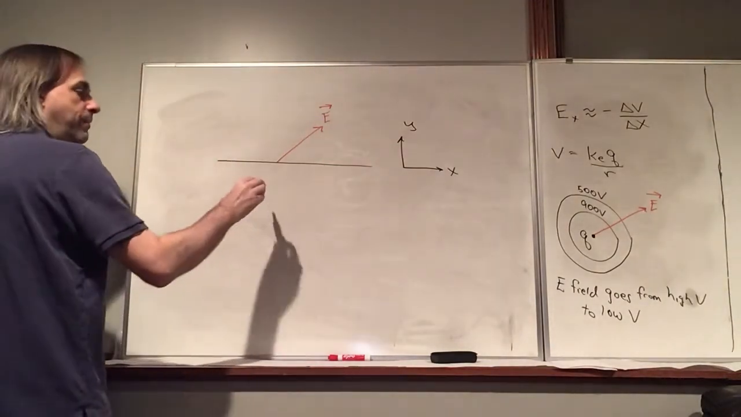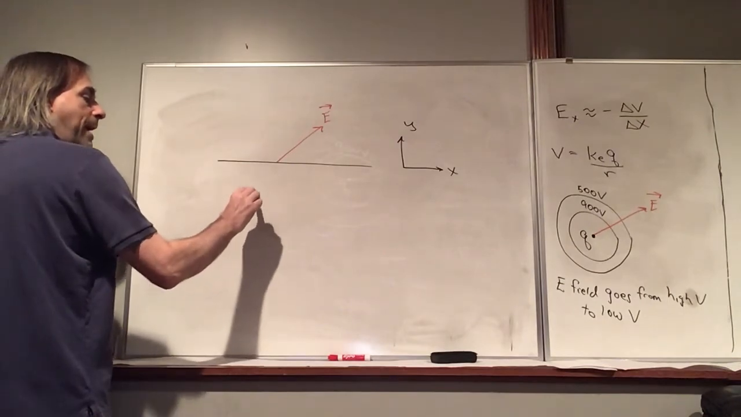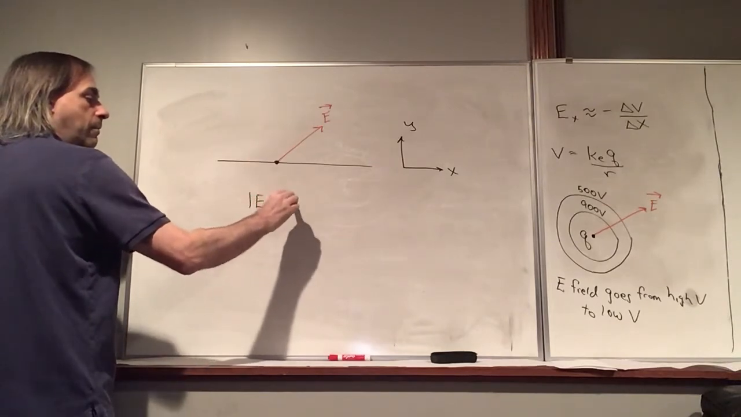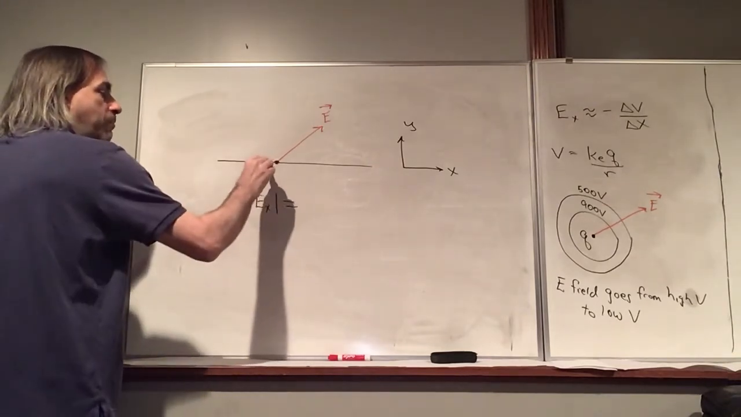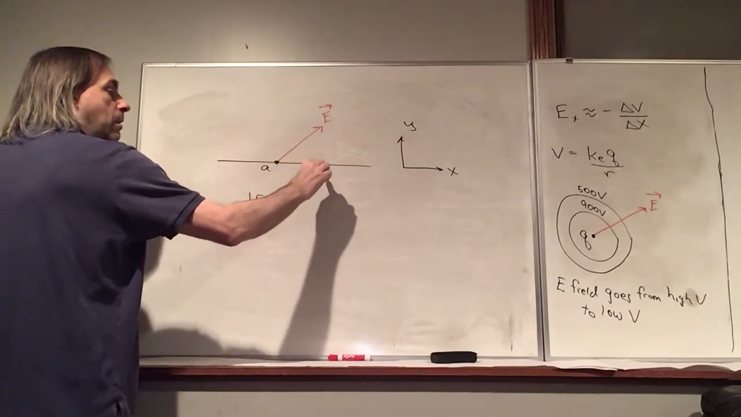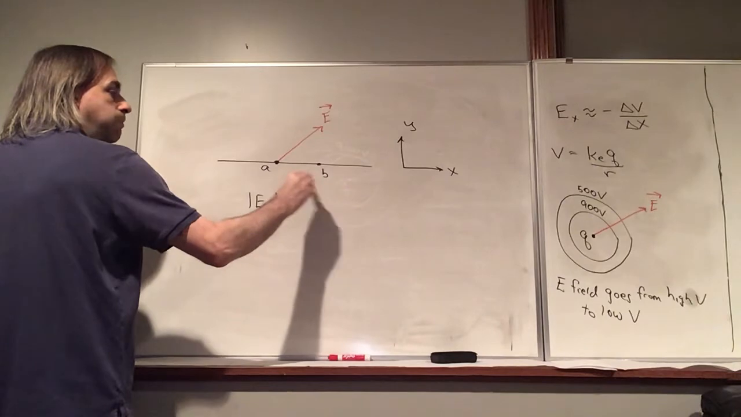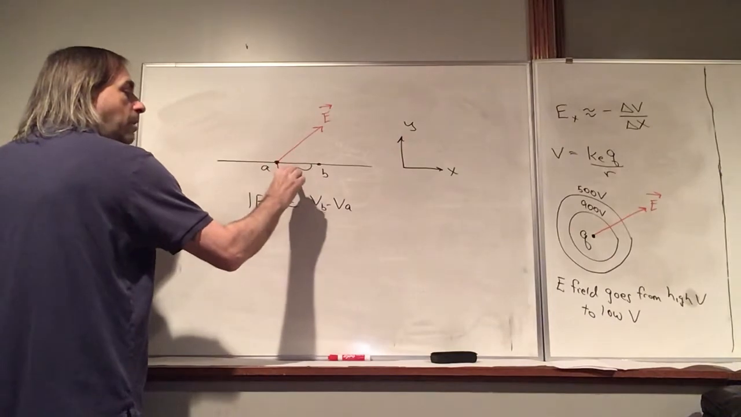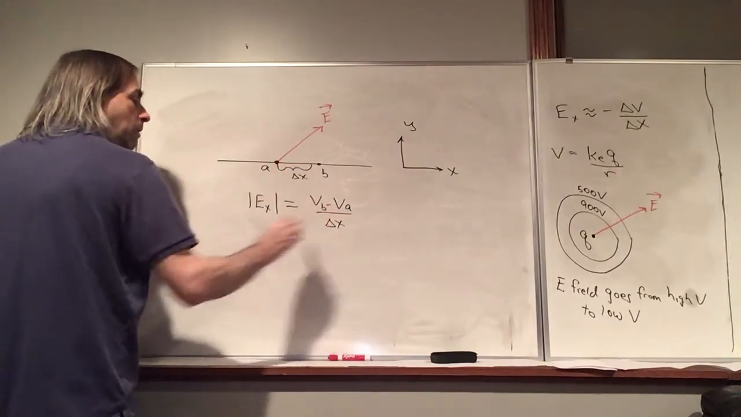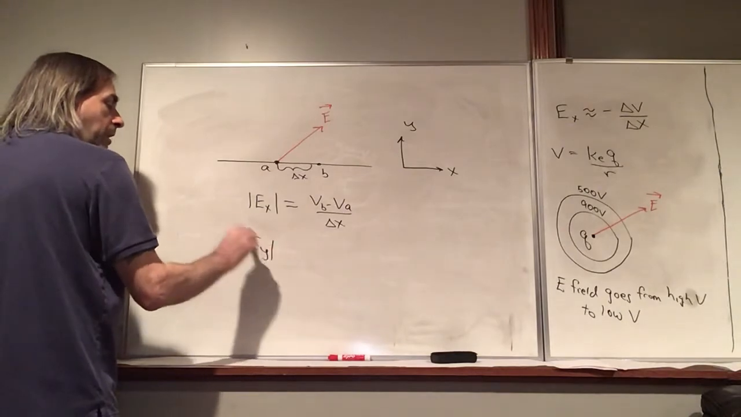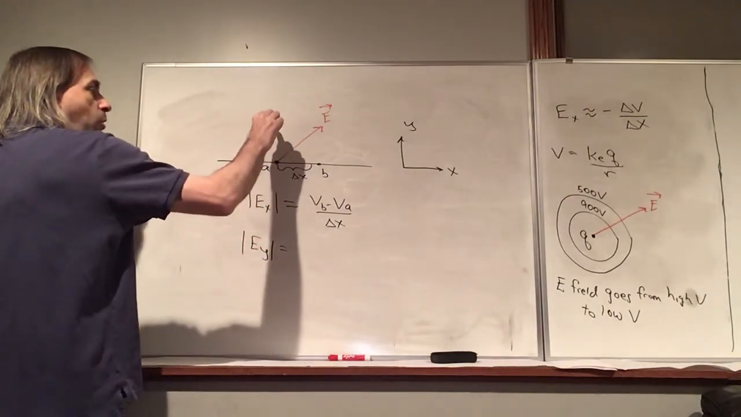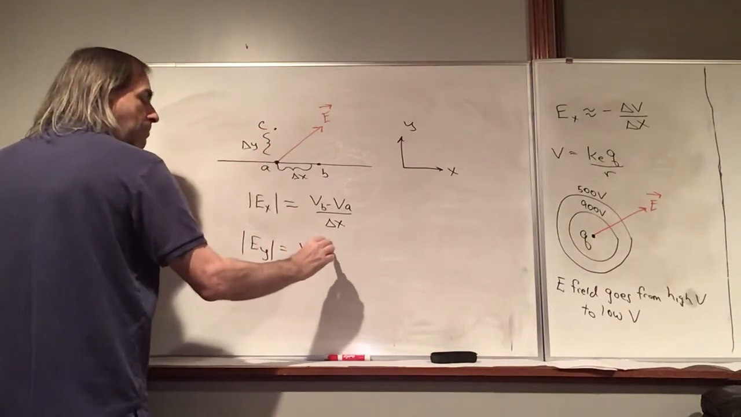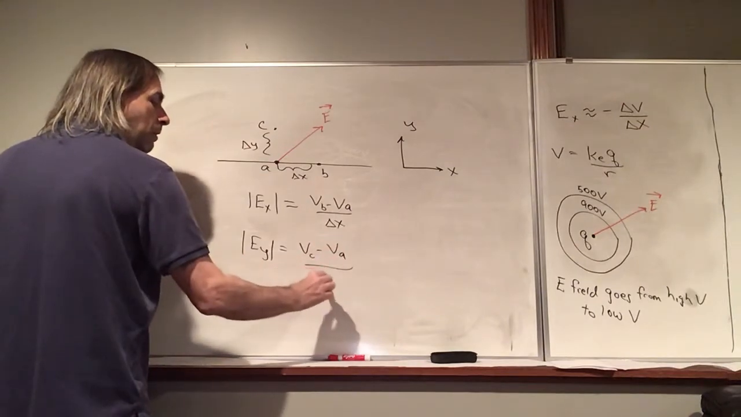So what we can say is that let's just look at the magnitude of the electric field in the x direction. So let's call this point A and this point B here. So we'd have VB minus VA, divided by delta x. And similarly, EY, the magnitude, let's call this point C here, where that's delta y. We'd have VC minus VA divided by delta y.